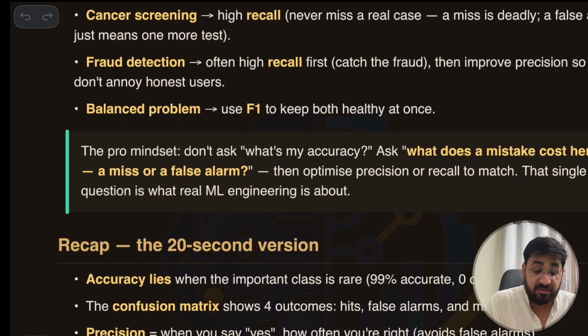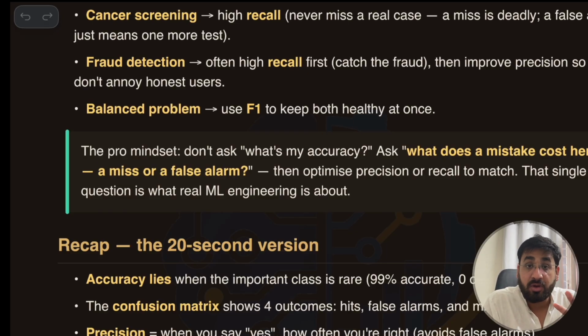So see, this is the pro mindset. Don't ask what my accuracy is, ask what a mistake causes here, a miss or a false alarm. Then optimize precision and recall to match. That single question is what a real machine learning engineer is all about. You got the context? You have to understand what is needed in your situation: high recall, high precision, or a combination of both.